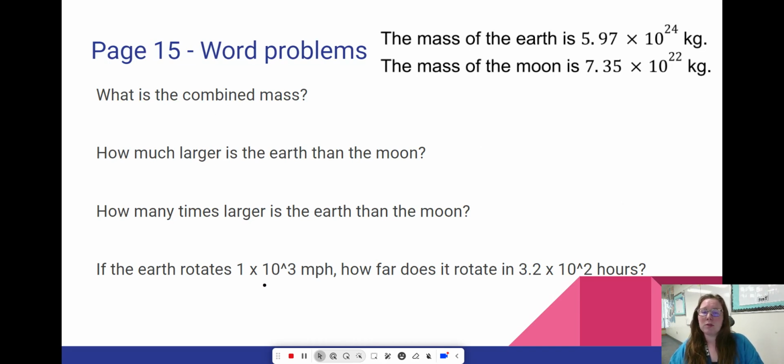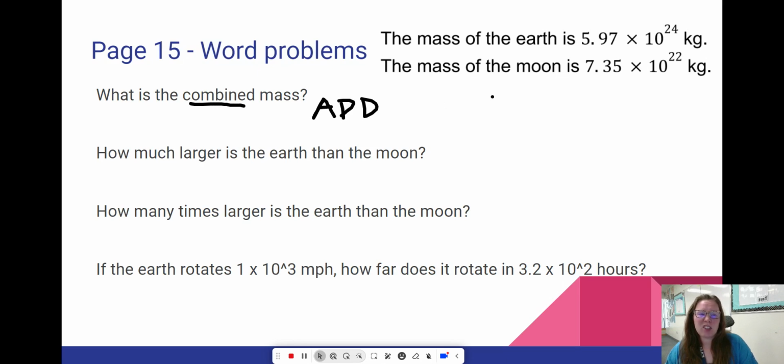Now these are word problems. And I'll just tell you right now, everything's either add, subtract, multiply, or divide with these scientific notation word problems. So the challenge is figuring out, are you going to add, subtract, multiply, or divide? So combined means add.